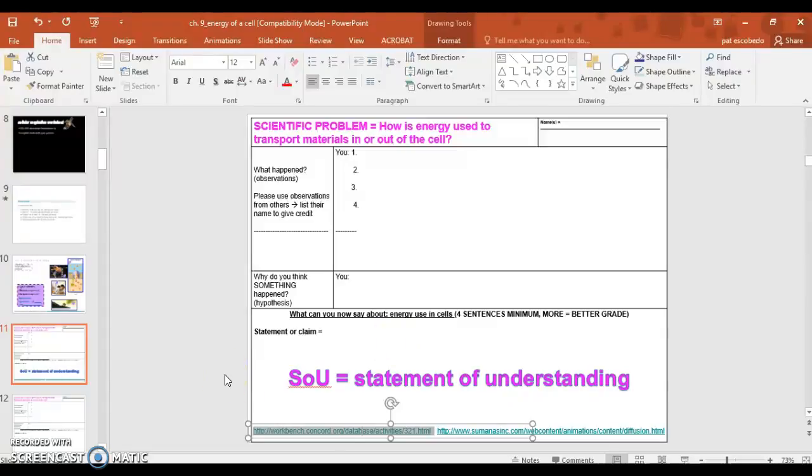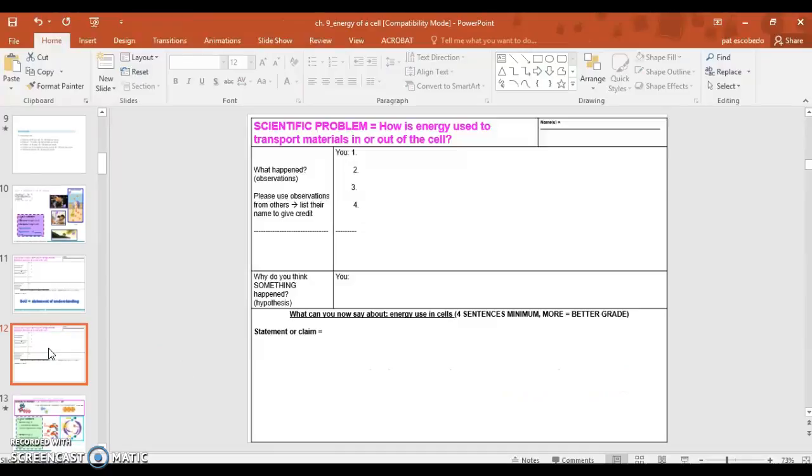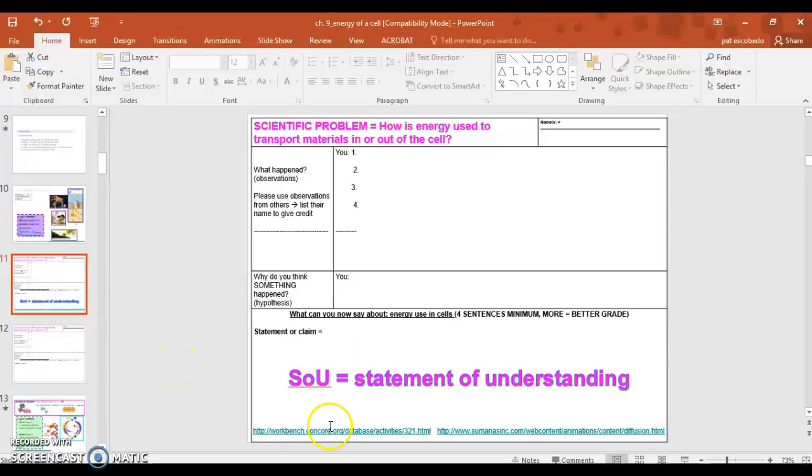Simple as that. If you're going to print a worksheet off, use the next slide, which is slide 12, because it's blank. It doesn't have any more overlying text on it or the URL. So use this one if you're printing it, and again, you put it in your Chapter 9 notes. In order to complete it, you use this URL.